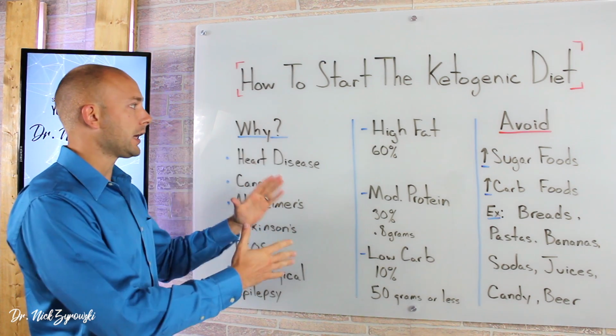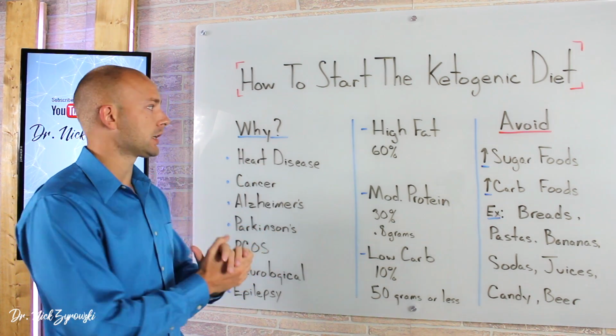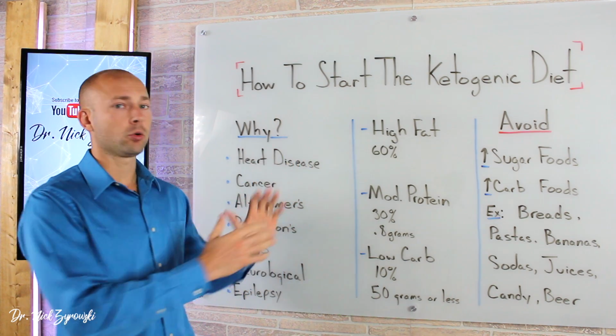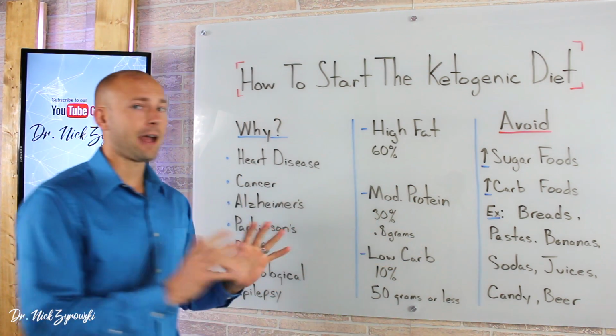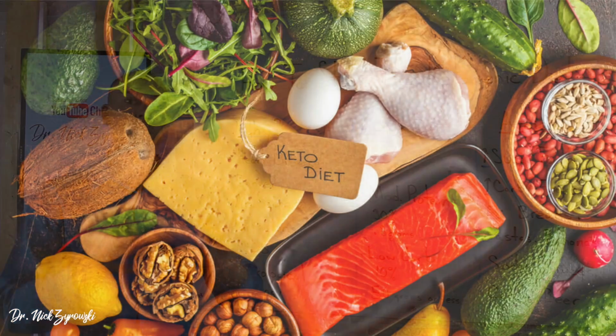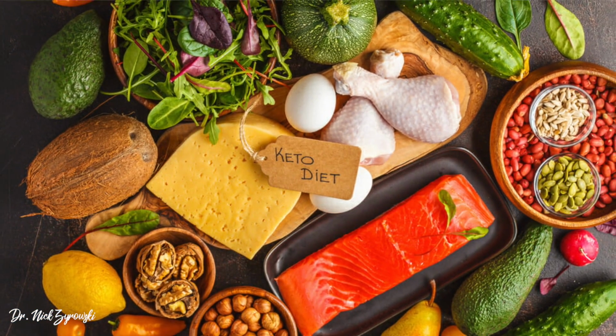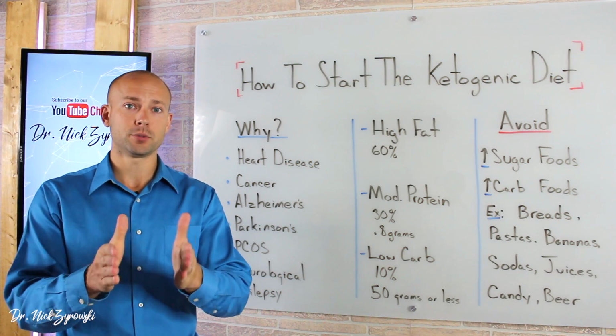We're going to talk about why you do this and why people follow the ketogenic diet. We're going to talk about the breakdown of the macronutrients, what you need to avoid, and then after all that, I'll clear this and we'll talk about the foods that you need to consume while on the ketogenic diet to help you get jump started, okay?